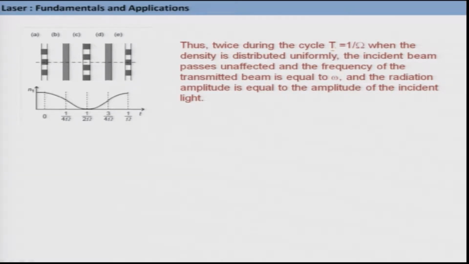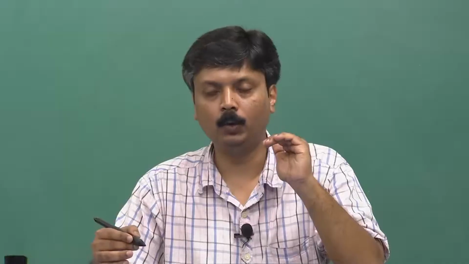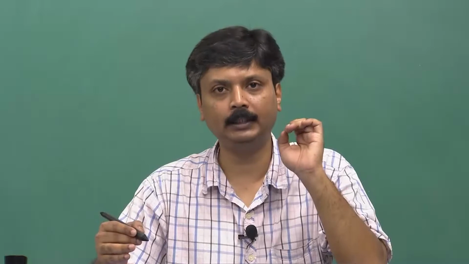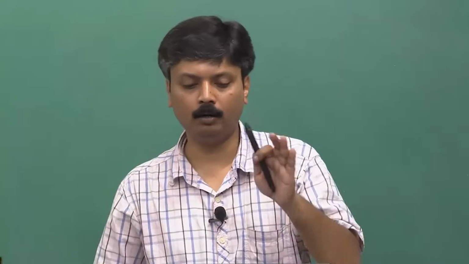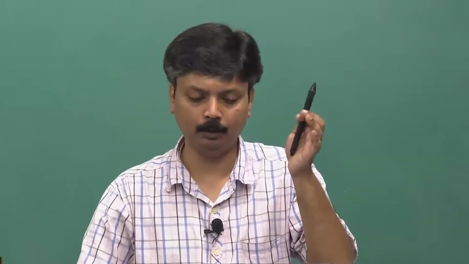the density is distributed uniformly, what will happen to the light wave? Nothing will happen to the light wave. The light wave will pass through unchanged. So, the outgoing light will have the same frequency as the incident one. So, if it starts with small omega, the output also will be small omega, and the amplitude will remain the same. So, no change when the refractive index is uniformly distributed.